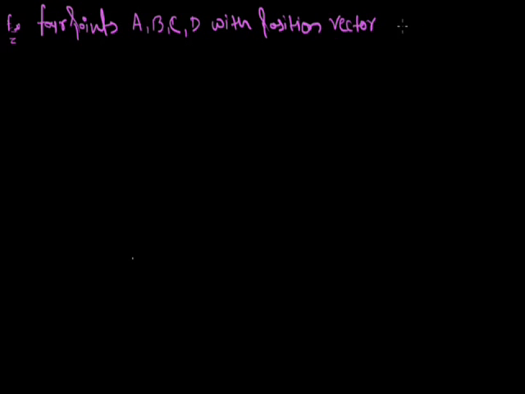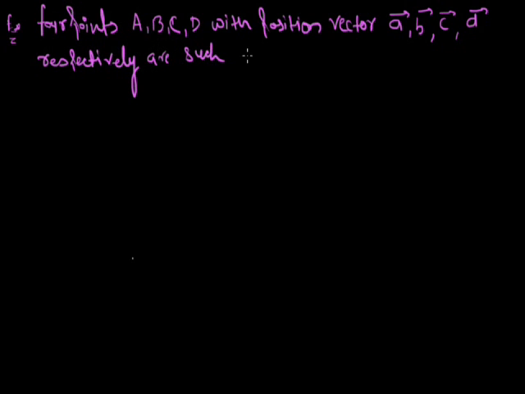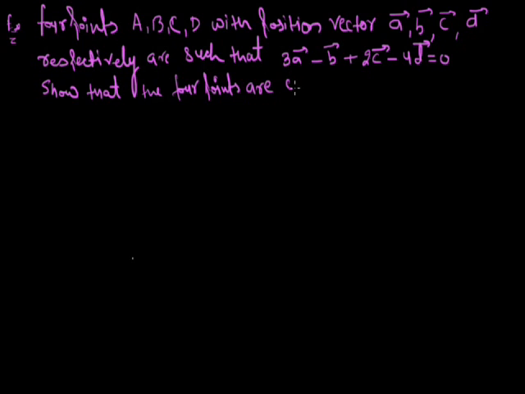Example: 4 points A, B, C, D with position vectors A vector, B vector, C vector, D vector respectively are such that 3A vector minus B vector plus 2C vector minus 4D vector equals 0. Show that the 4 points are coplanar.